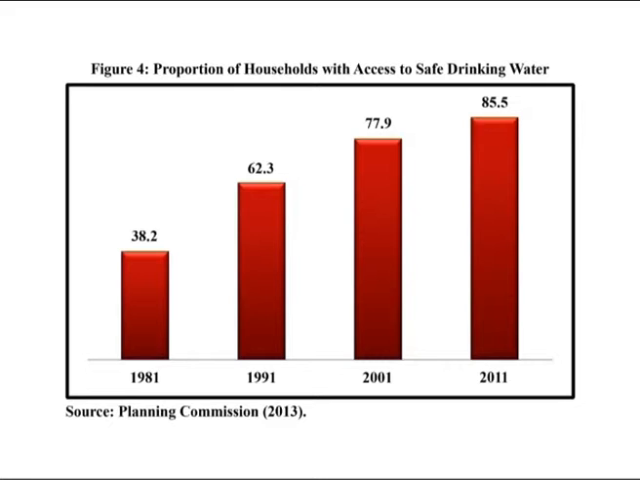On the other hand, India's achievements on access to safe drinking water can be observed from this figure. The figure shows that in 1981, merely 38.2% of the households in India had access to safe drinking water, but by the year 2012, this proportion increased to 85.5%, and we have already achieved the target of covering 83% of the households by 2015.